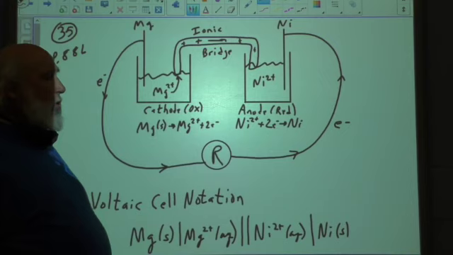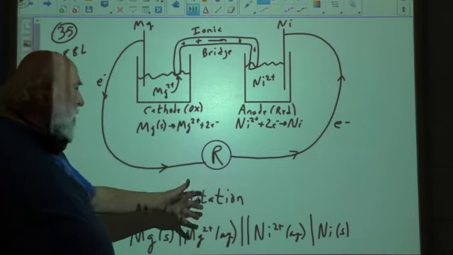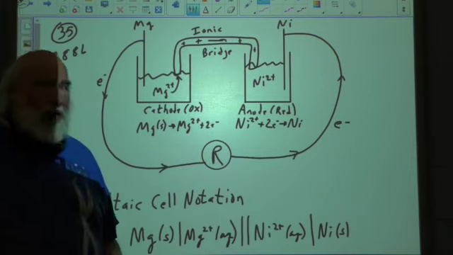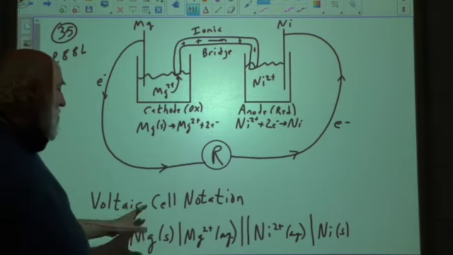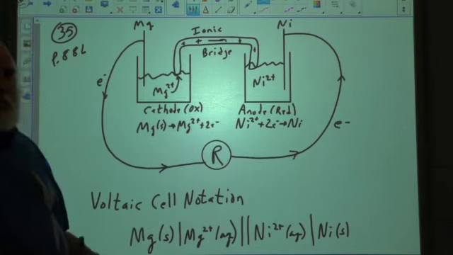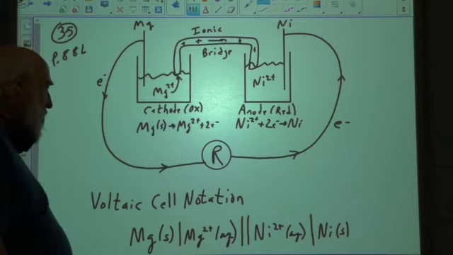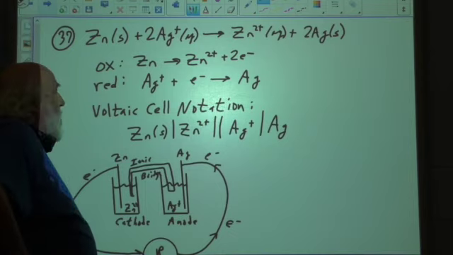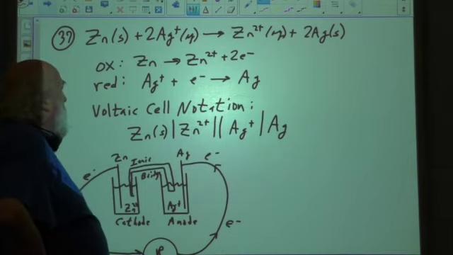I also note that you're not asked to do the Voltaic cell notation for number 35. I'm just simply putting it in there so you can see where that comes from when we start requiring that particular notation. Next one, on 37, which is the next page over.